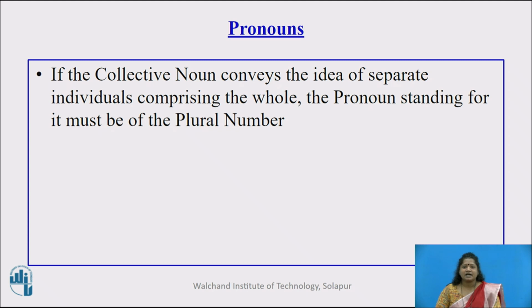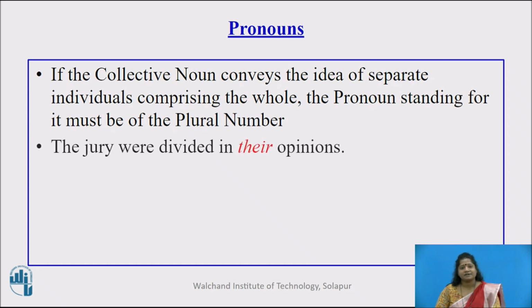If the collective noun conveys the idea of separate individuals comprising the whole, the pronoun standing for it must be of the plural number. For example, the jury were divided in their opinions. In the previous example, we used the singular pronoun it for the jury, and now why are we using their here? Because now the jury do not agree with each other and we are talking about each member of the jury separately.